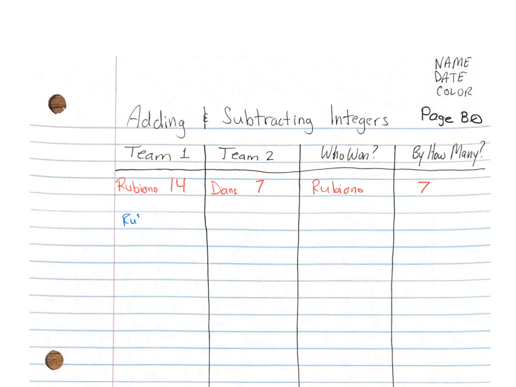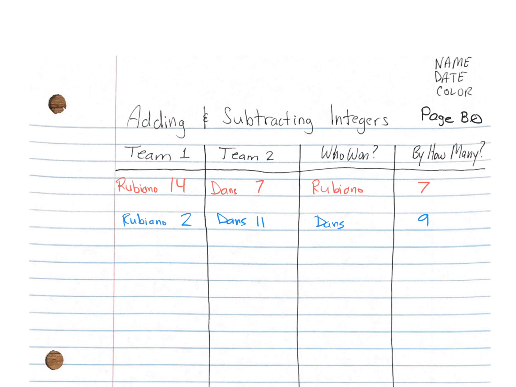But what if I flip it? What if I just had a bad game, right? I didn't get that many kills. I don't know what happened. Let's say I only got 2 kills, and then Dan's got 11 kills. Well, who got more kills in that battle royale? Well, it'll be Dan's. But how many more kills did he get? Well, in this one, it'll be by 9. So that's the overall idea about what we're doing when we're adding and subtracting integers.